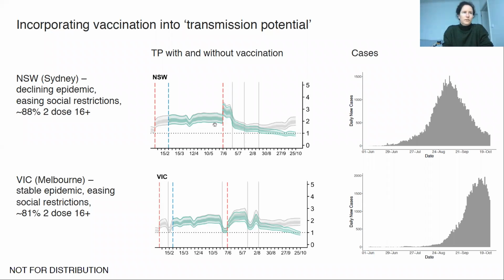Victoria as well. So in New South Wales, it's currently a declining epidemic, and there's easing of social restrictions and high vaccination coverage, so 88% two-dose coverage in the 16 plus. And we have a national plan where the goal is to maintain transmission potential around 1. And so you can see in Sydney here, they've been maintaining transmission potential around 1, which has been maintained due to the continued vaccine rollout, despite the easing of restrictions.